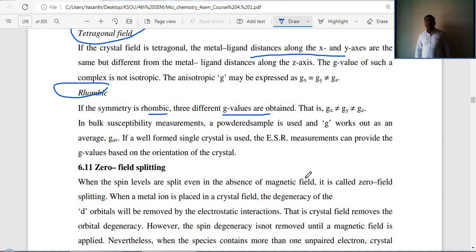In a magnetic susceptibility measurement, a powdered sample is used and g works out as an average. If a well-formed single crystal is used, the ESR measurements can provide the g values based on the orientation of the crystal.